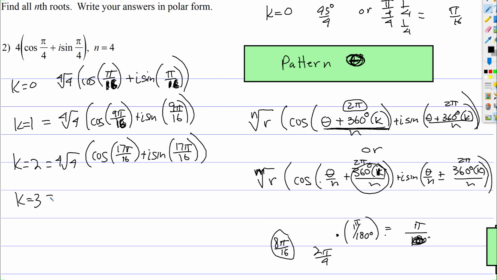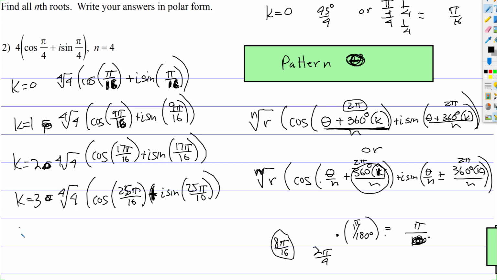So when k is equal to 3, you don't really need that equal sign there. That's weird. You get the 4th root of 4 cosine 25 pi 16ths plus I sine 25 pi 16ths. And then finally, when k is equal to 4, the fourth root of 4 is cosine, 8 plus 25 is 33, I believe, 33 pi 16ths.